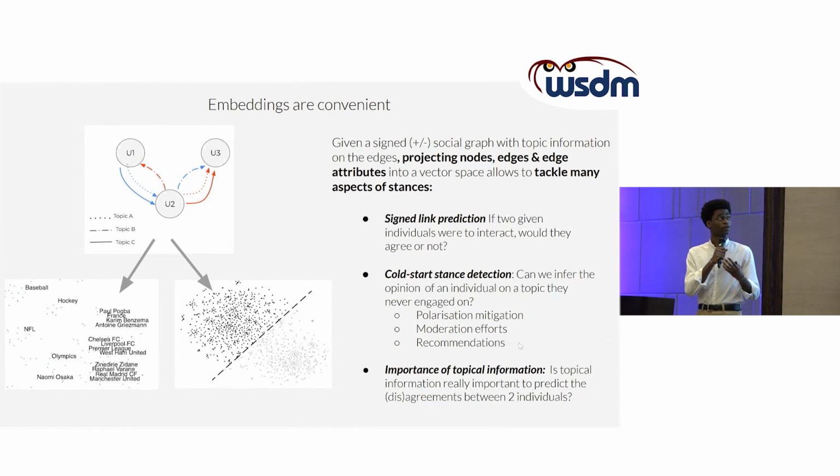For example, if we're given two individuals on a given topic, can they agree or not? Then we also want to tackle the issue of whether it is possible to infer the stance of an individual on a topic that they have never engaged on. I think that's a very important question because it has many applications, for example, in polarization mitigation, moderation efforts, and also recommendations. And eventually, we're going to look at the importance of topical information in general in such graphs.